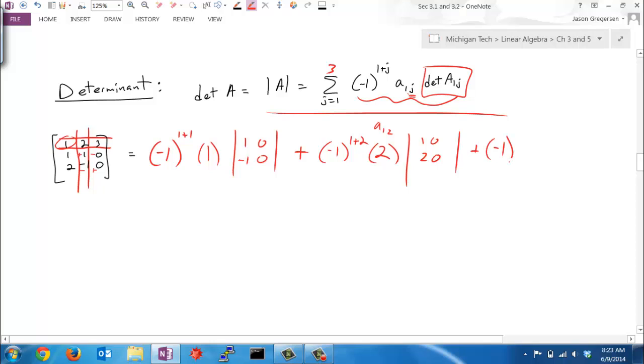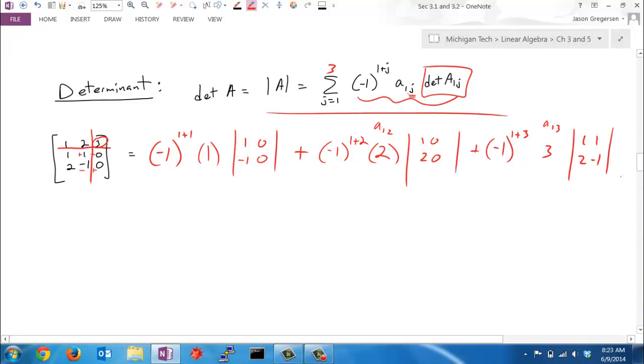Plus all that stuff again. 1 plus 3 here. Now I'm looking at the a13 term. That's this term. And another subdeterminant. Now I'm eliminating the first row and the third column. So I have 1, 1, 2, -1. All right, any questions so far?